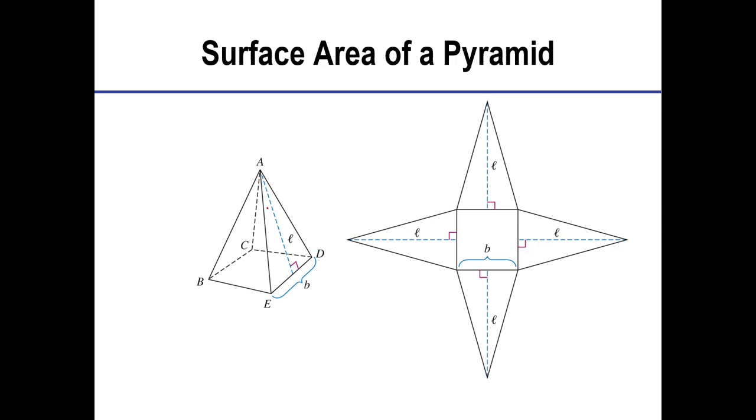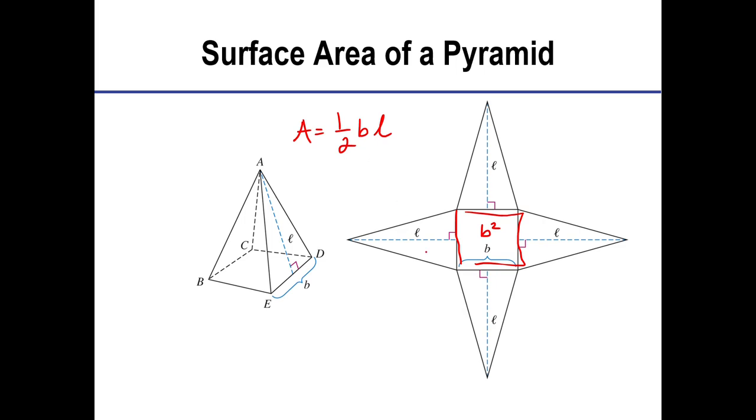Suppose we have a right pyramid with a square base, and the base has a length of b. To find the surface area, we have unfolded the pyramid here on the right, and we know the base has to have an area of b squared because the length and width is b. Now we have 4 triangles here, and each of the triangles has a height of L and a base of b. So the area of one of these triangles is 1/2 base times L, since L is the height.